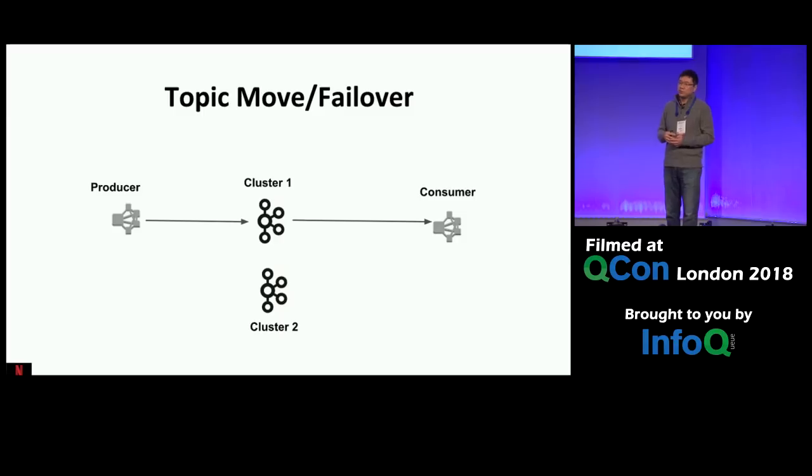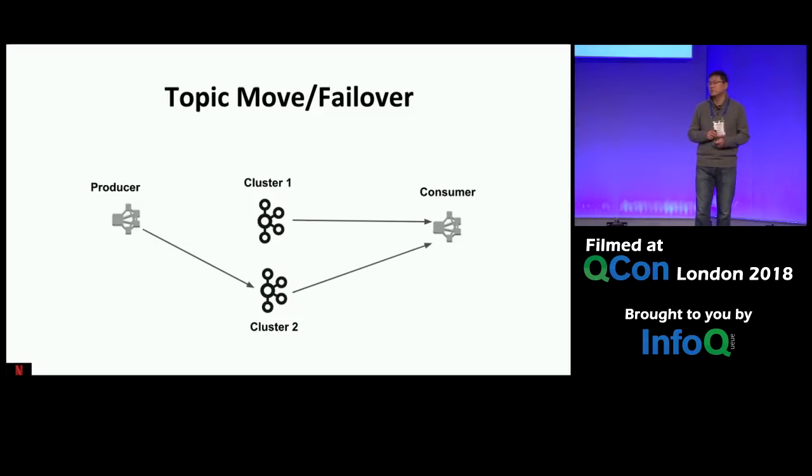So here I'm going to show you how you can do topic move from one cluster to another as a way to achieve failover. Again, you have one cluster to start with. And now you want to move the traffic from cluster 1 to cluster 2. As a first step, you ask the producer to stop producing to the first cluster, but start producing to the second cluster.